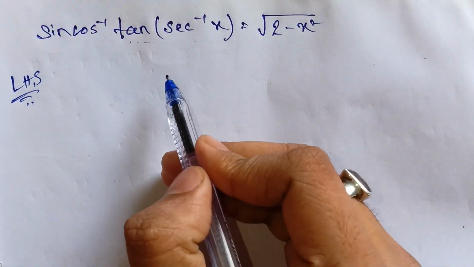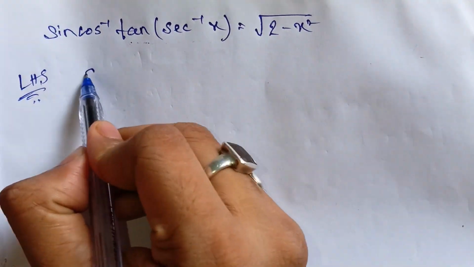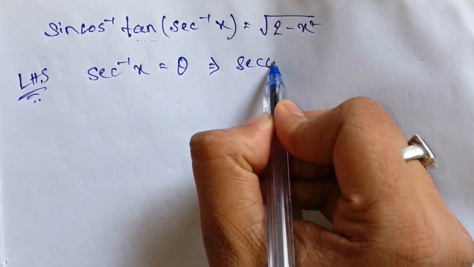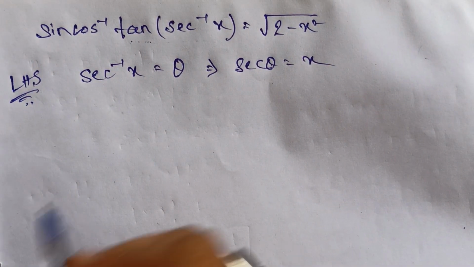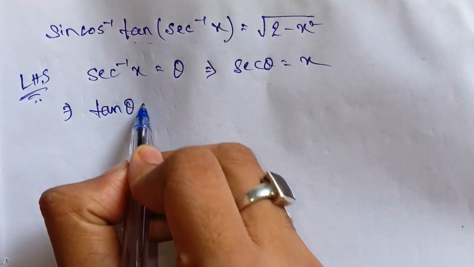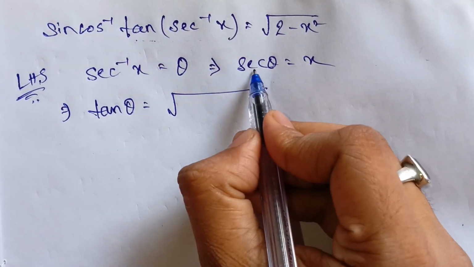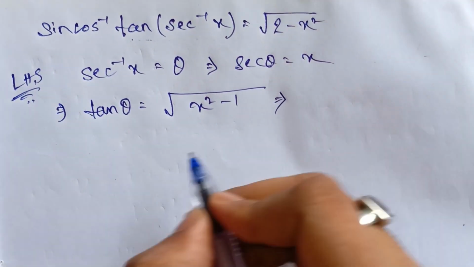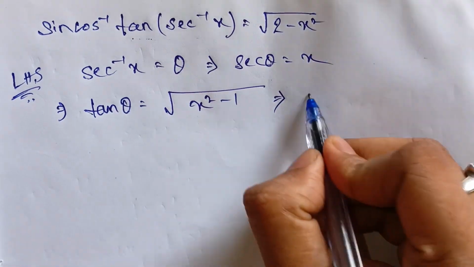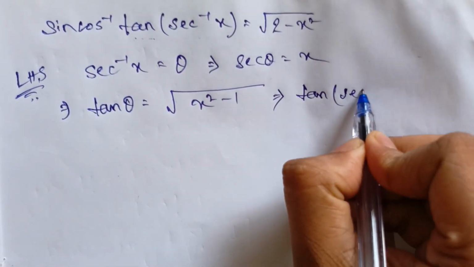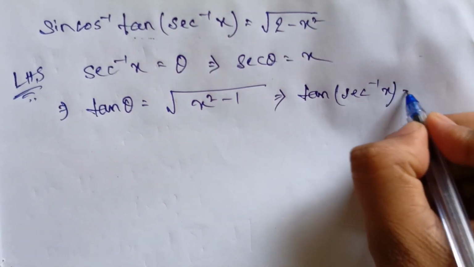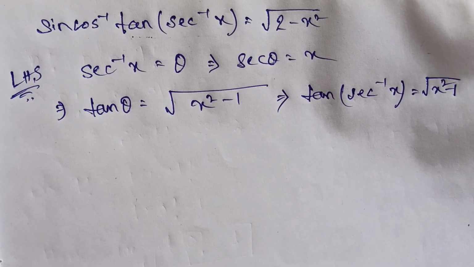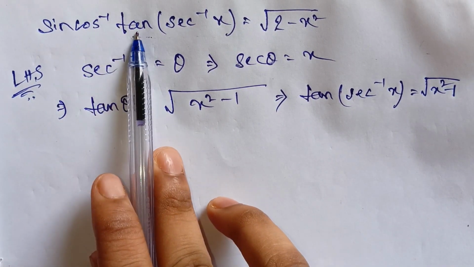we write first LHS. Now assume that sec inverse x equal to theta. Therefore sec theta equal to x. Hence from here tan theta equal to root over sec square theta minus 1, that means x square minus 1, which implies, since theta equal to sec inverse x, so tan of sec inverse x equal to root over x square minus 1. Okay, now we have to find the value of sin of cos inverse tan sec inverse x.